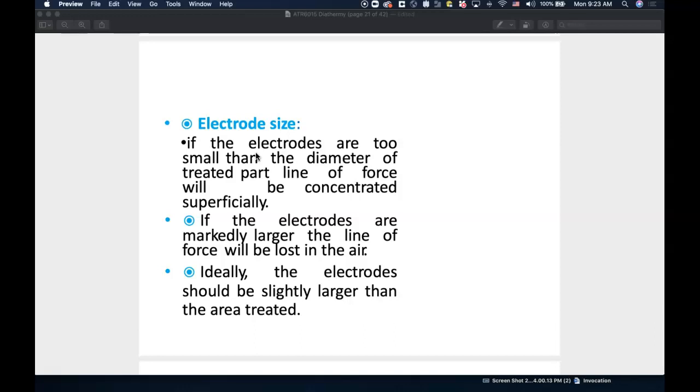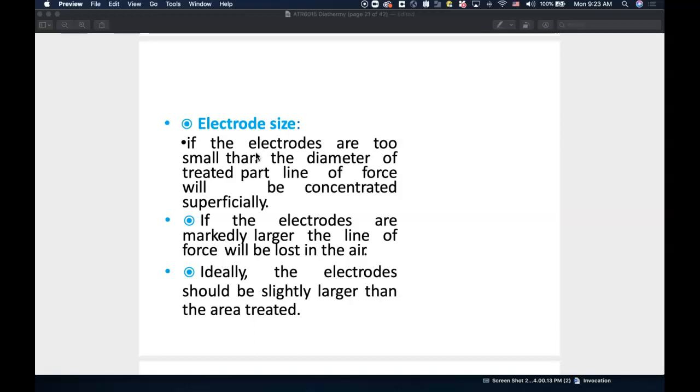Does that make sense? So the ideal would be that the electrodes are just slightly larger than the treatment area. Does that make sense, you guys? If it's too small, then you just get superficial treatment. If it's way too large, some of that energy is lost to the environment.